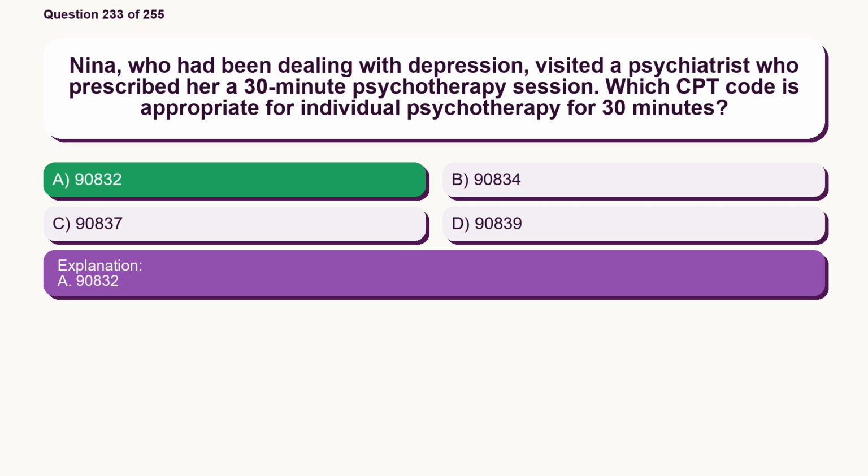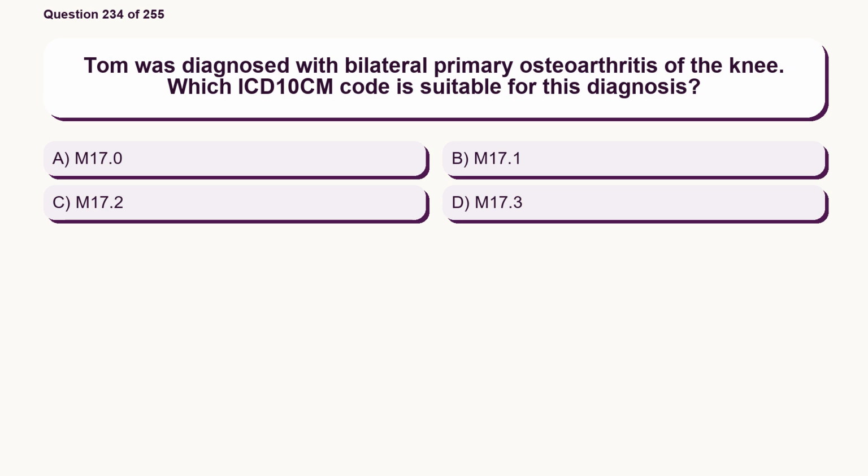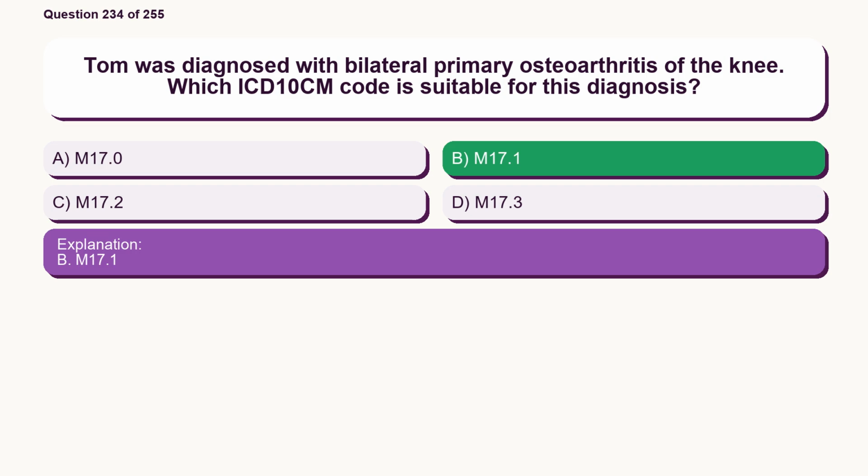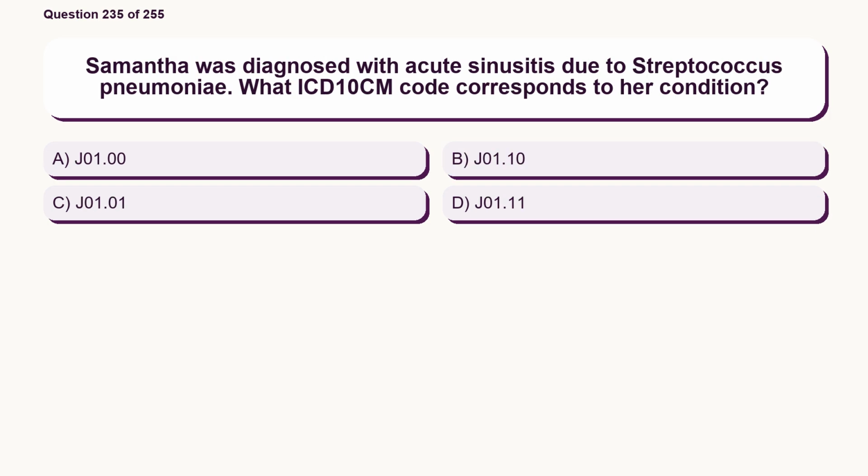Question 234. Tom was diagnosed with bilateral primary osteoarthritis of the knee. Which ICD-10-CM code is suitable for this diagnosis? Option A, M17.0. Option B, M17.1. Option C, M17.2. Option D, M17.3. The correct answer is option B, M17.1. Question 235. Samantha was diagnosed with acute sinusitis due to Streptococcus pneumoniae.